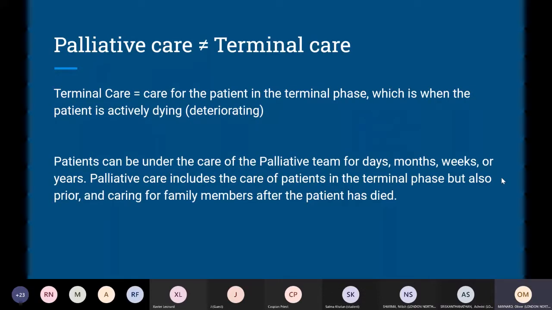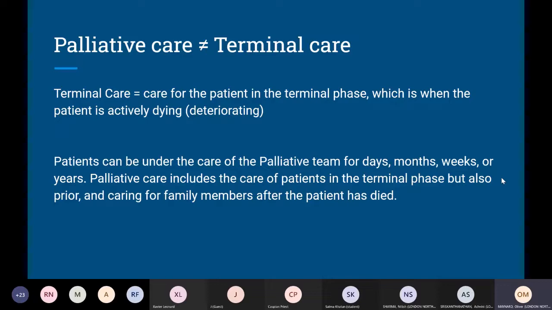So I thought it was important to define that palliative care does not equal terminal care. Often it's used clinically to mean the patient is in their very last few hours or days of life. However, patients under the palliative care team can be under them for days, months, weeks, or even into years. It doesn't necessarily mean they're actively dying.